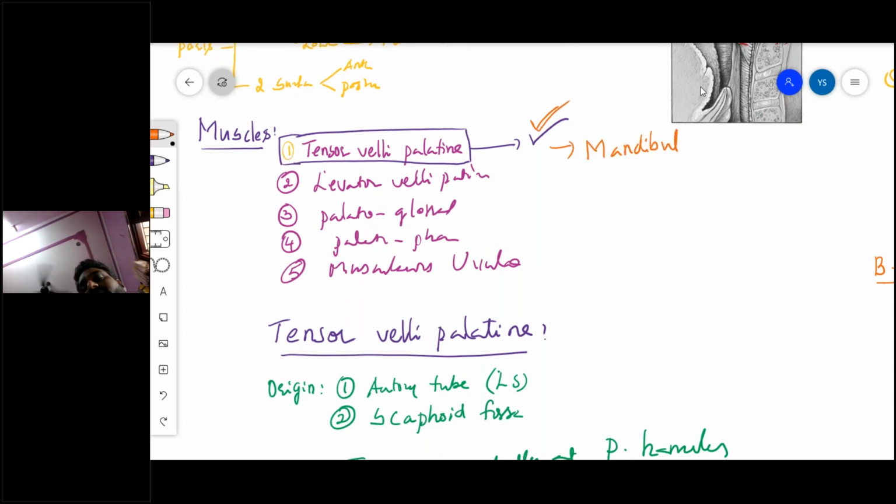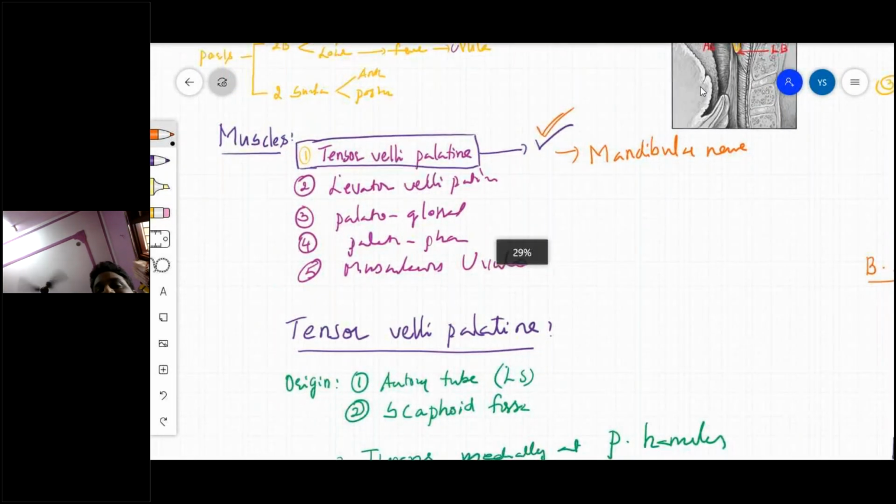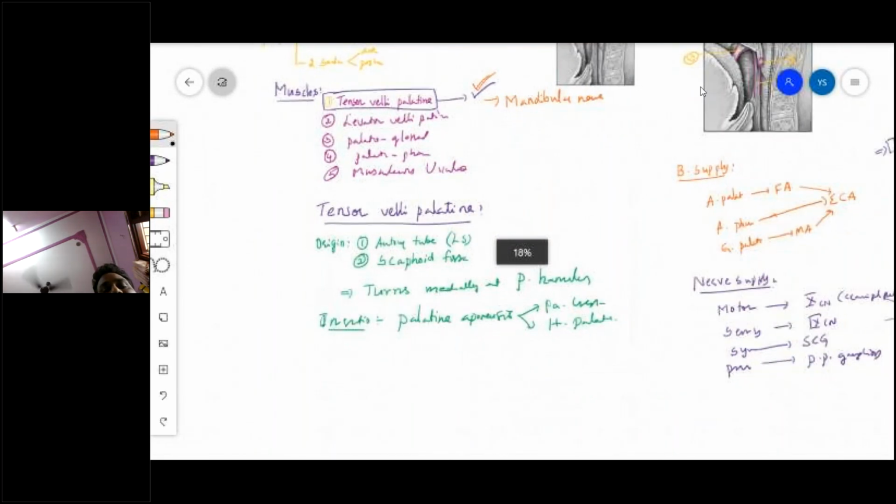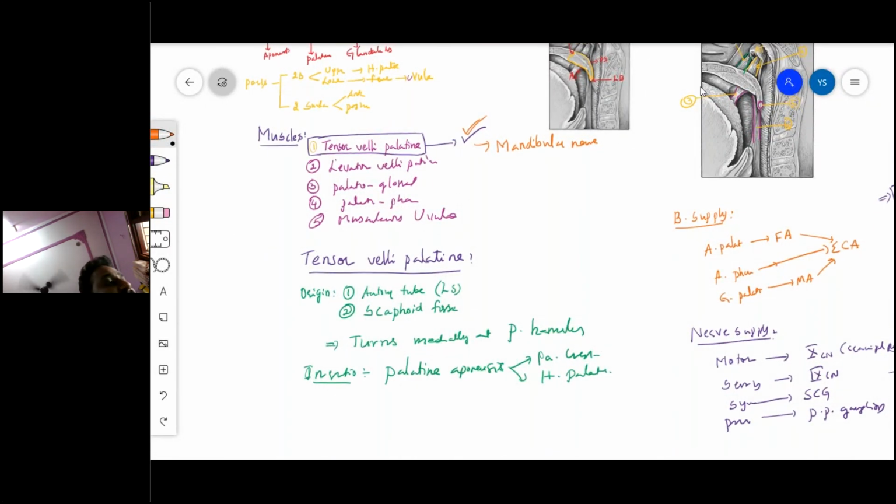Why is it supplied by the mandibular nerve? What is the reason? Why is tensor veli palatini supplied by the mandibular nerve? Because this muscle is developed from the first pharyngeal arch. The nerve of the first pharyngeal arch is the mandibular nerve. Is it clear? So this one is an oral question. What I told you here, this one is an oral question. Is it clear?